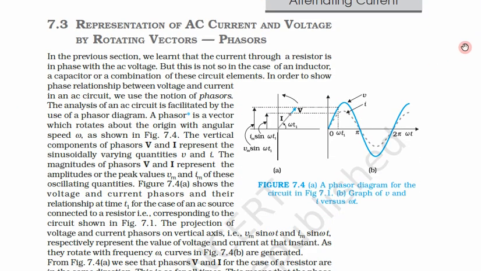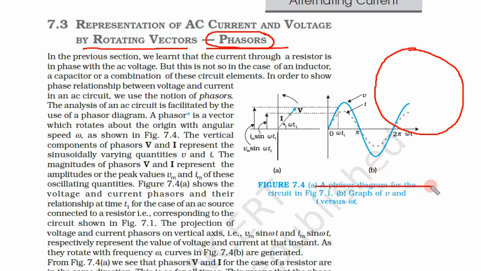Now the next topic is phasor diagram or phasors. This is very important. We also call them rotating vectors, the representation of AC current and voltage by rotating vectors. These rotating vectors are called phasors. Let us understand what phasors are. In class 11th, we learned that rotating motion can be represented as a sinusoidal wave.